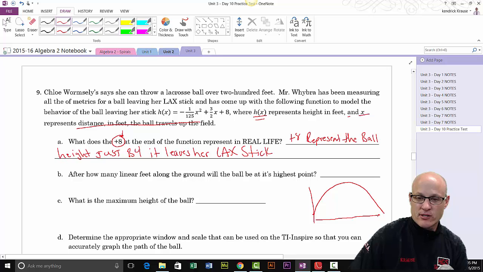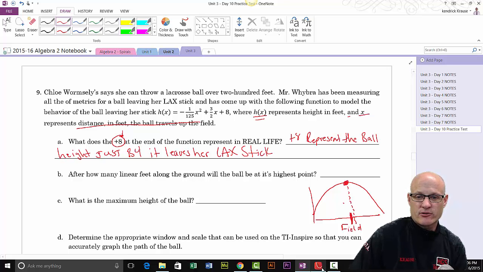And remember, this is the field. This is LeBeau Field. That's our turf. And it's going to go up. So I need to know how far up. Well, at the axis of symmetry, it will be at its highest point, and it will be midway through the distance along the field.